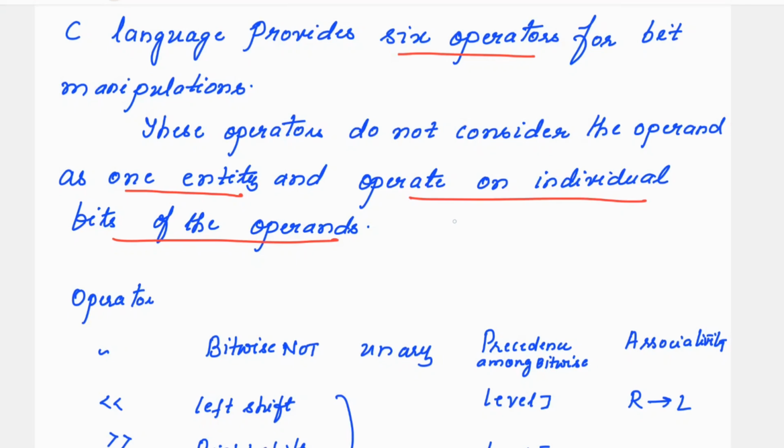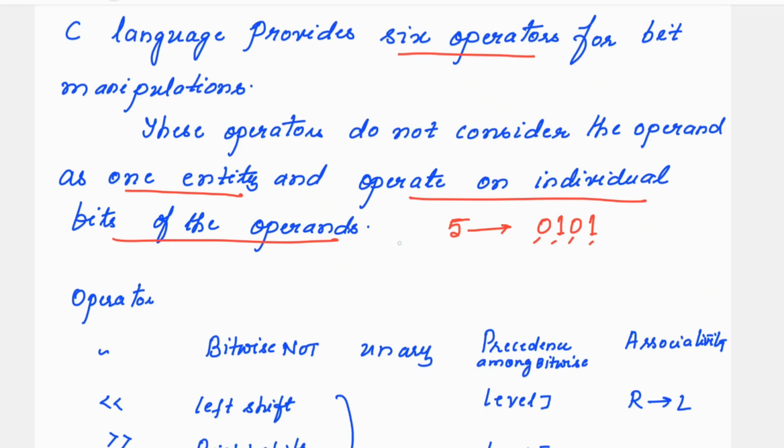Suppose there is an operand 5, then this is not considered as one entity. Instead, all the bits of this particular operand are considered for operation, that is, it operates on the individual bits of the operand. Suppose you are taking 4 bits to represent the decimal 5, then the equivalent binary value is 0101. So the operation is performed on each of these bits. That is the meaning.